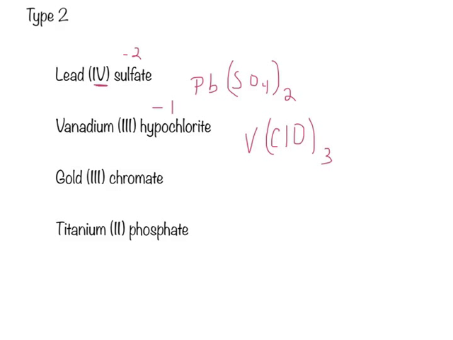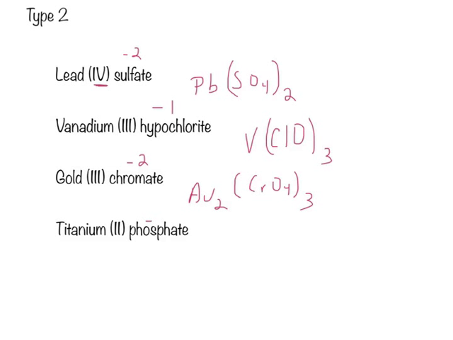What about gold-3 chromate? The chromate is a -2 ion. So what is my least common multiple of 2 and 3? 6. So I'm going to need 2 golds, so Au2, and 3 chromates, so CrO4 taken 3 times.